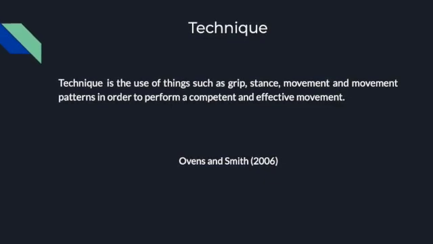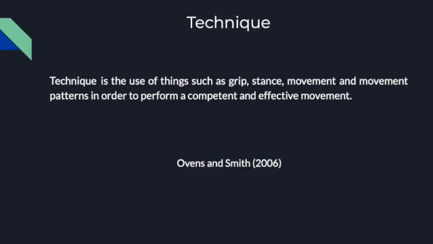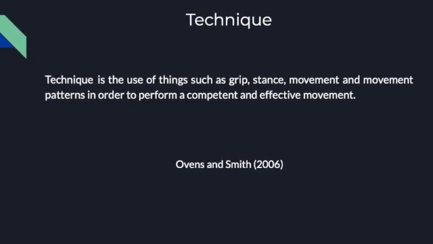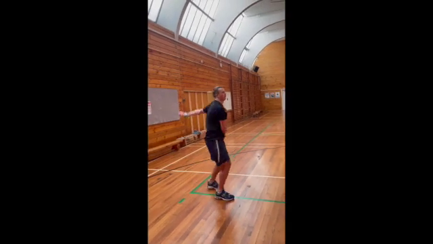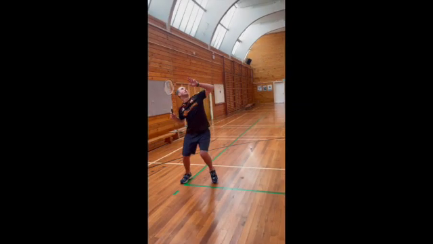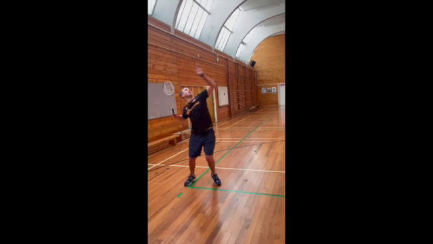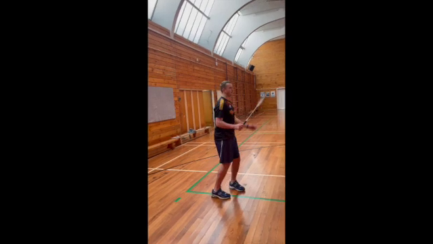Technique is the use of things such as grip, stance, swing, movement, and movement patterns in order to perform a competent and effective movement. In this clip, I show good technique, performing a smash. We can see I am side on to the net with my shoulders tilted backwards, allowing for a wider range of motion further into my swing. I then sequence my movements in order to create the most power into my swing while also being in control.